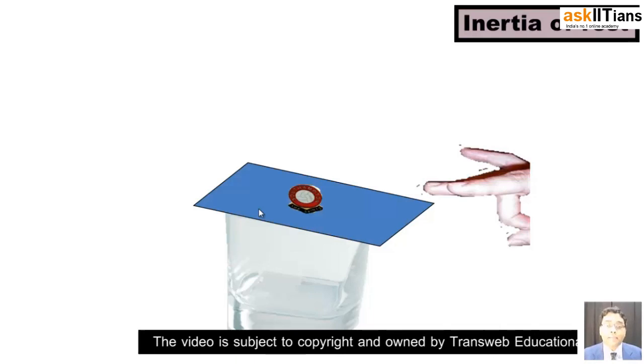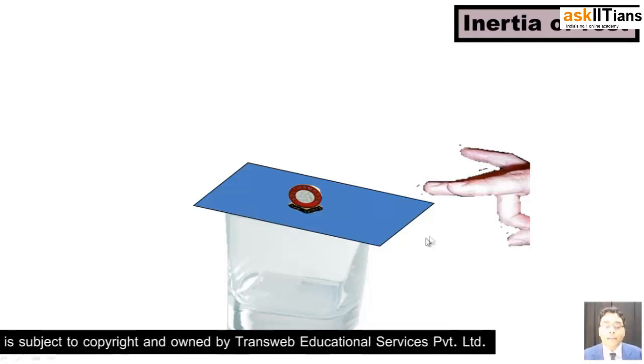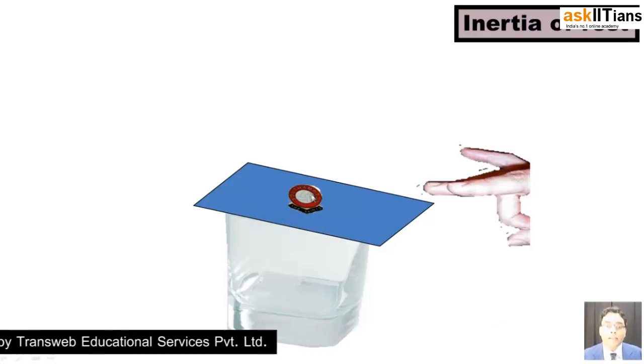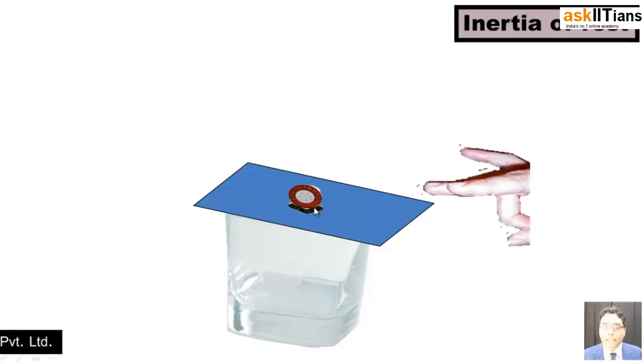Let's take up an example. As you can see, you have a cardboard piece. On that, you have a coin that has been kept. And you have an empty glass, let's say. So as soon as you pluck this cardboard, what is going to happen? You'll see that the coin is going to fall down within the glass.